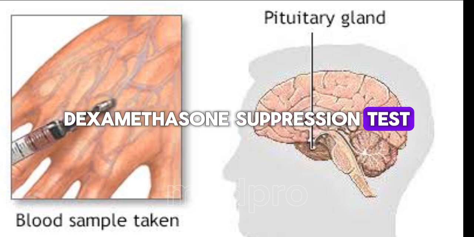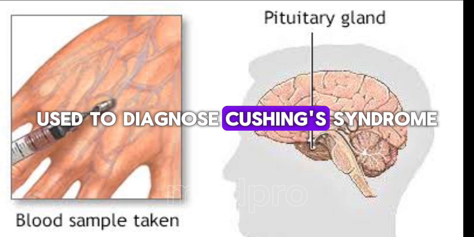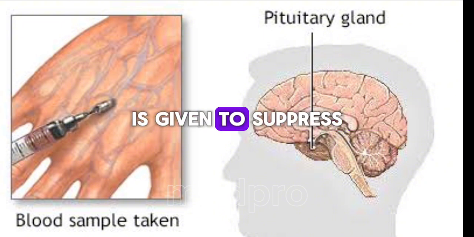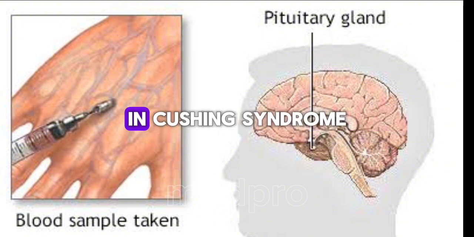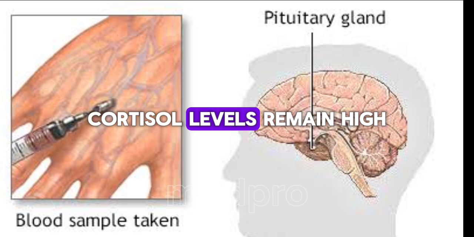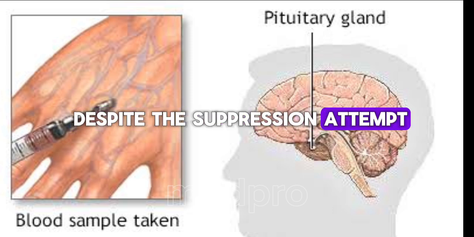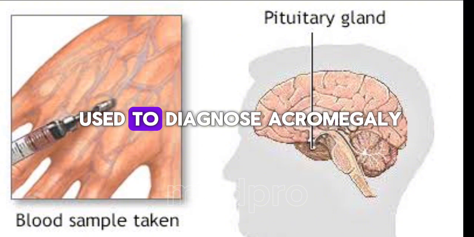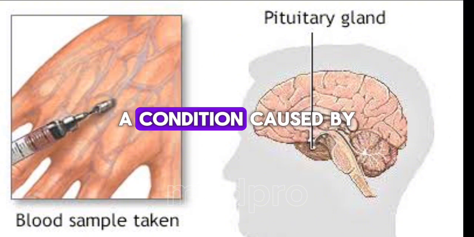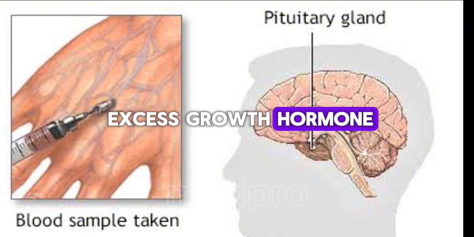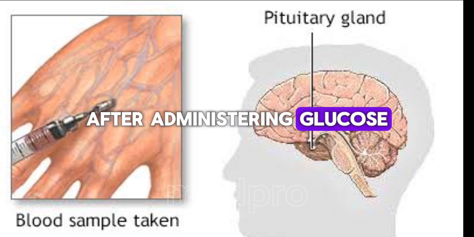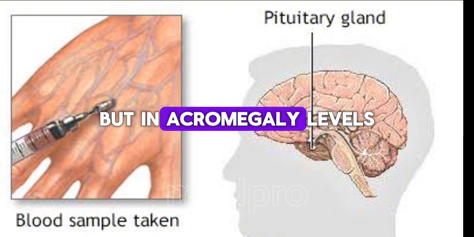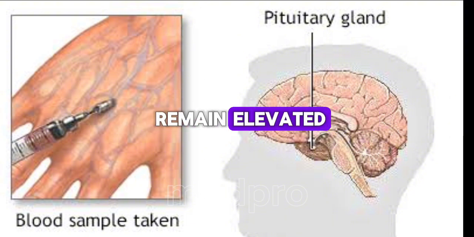Dexamethasone suppression test, used to diagnose Cushing's syndrome. Dexamethasone, a synthetic steroid, is given to suppress cortisol production. In Cushing's syndrome, cortisol levels remain high despite the suppression attempt. Glucose tolerance test with growth hormone measurement, used to diagnose acromegaly, a condition caused by excess growth hormone. After administering glucose, normal individuals show a reduction in growth hormone levels, but in acromegaly, levels remain elevated.